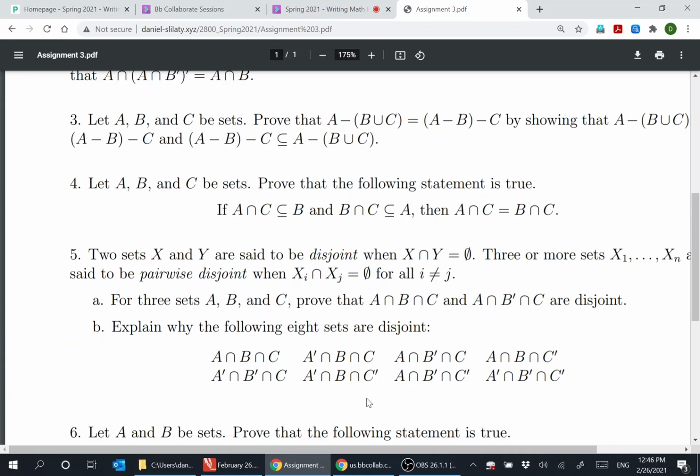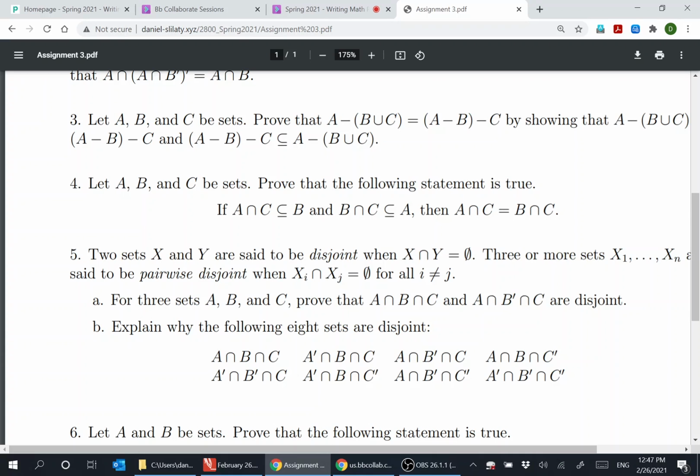How do they differ, these sets, from each other? By their complements. For all the ways of choosing 0, 1, 2, or 3 complements among the three sets, this is all 8 of them. So any pair of these sets differ by complementation in at least one of A, B, and C, right?